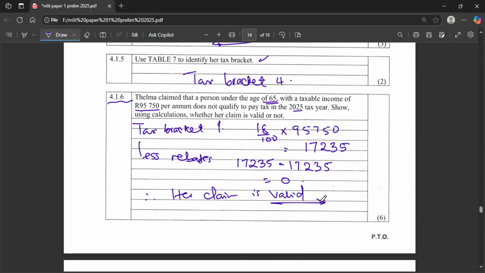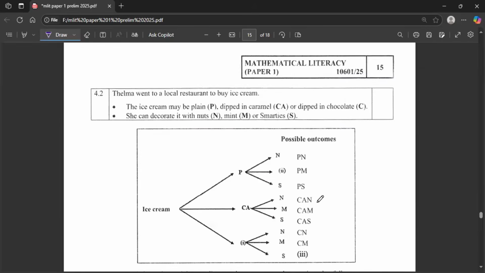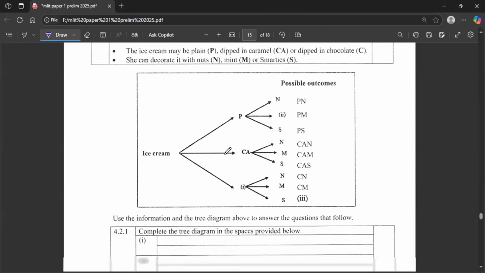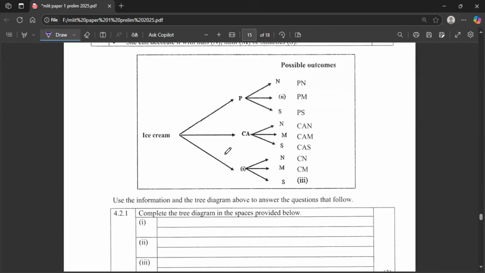Then we move on to 4.2. She went to a local restaurant to buy ice cream. Ice cream can be plain, dipped in caramel, or dipped in chocolate. She can have the nuts, mint, or Smarties. We have all those options given to us. Now they want us to complete the tree diagram within the spaces.